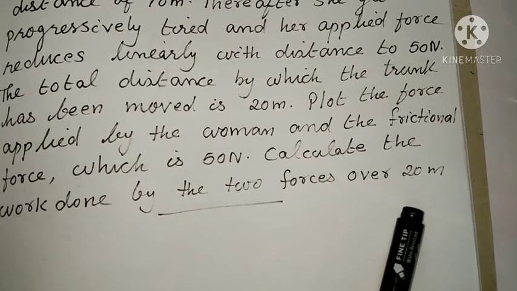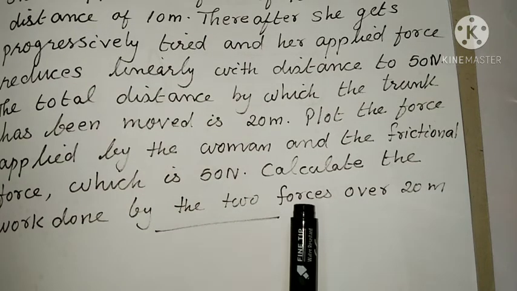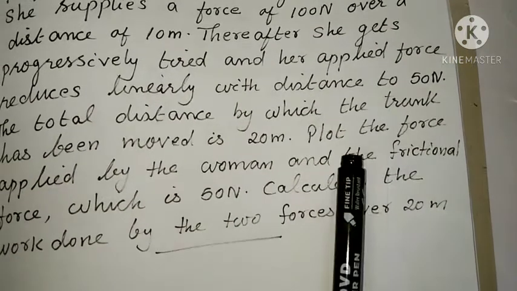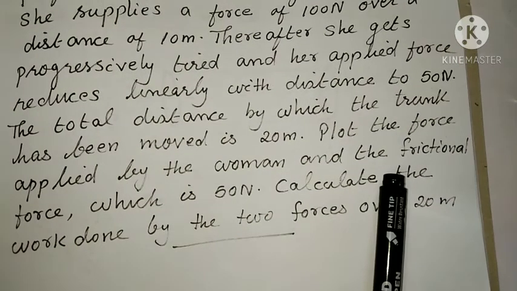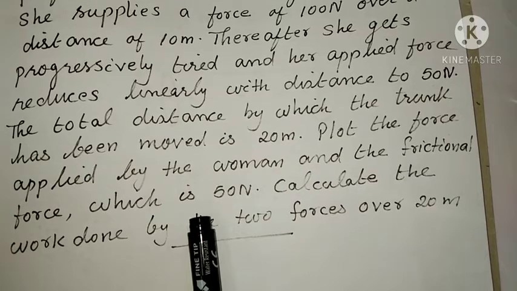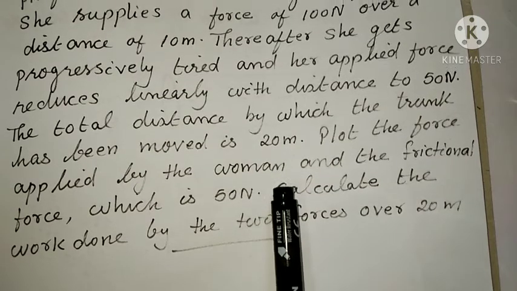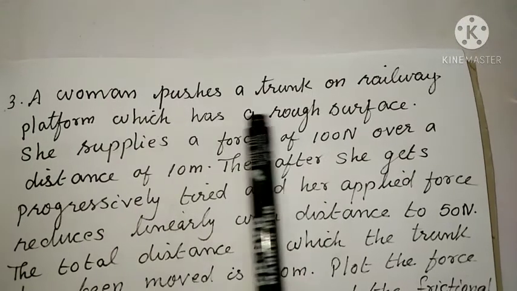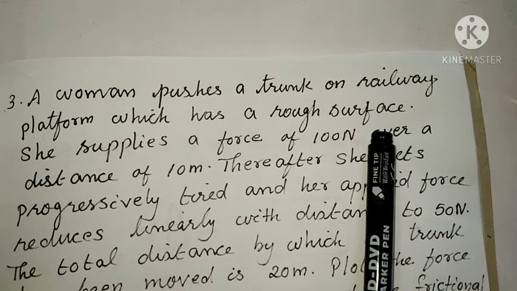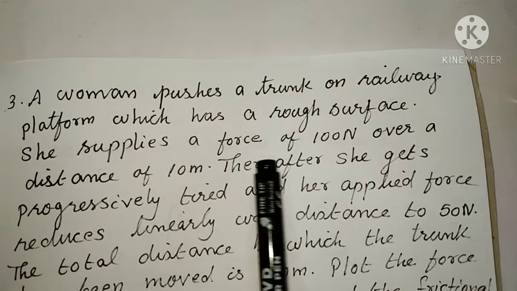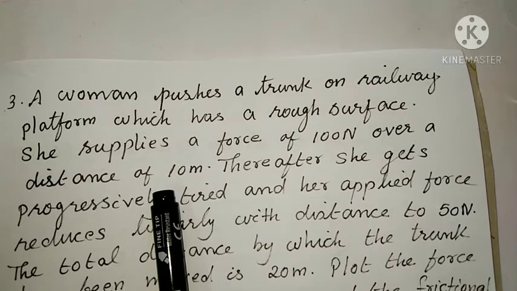Okay. So, in this question, first you want to draw a force displacement graph. That is, plot the force applied by the woman and the frictional force, which is 50 Newton. Here a woman pushes a trunk on a railway platform which has a rough surface. What is the force applied by the woman? That is 100 Newton, up to a distance of 10 meter.